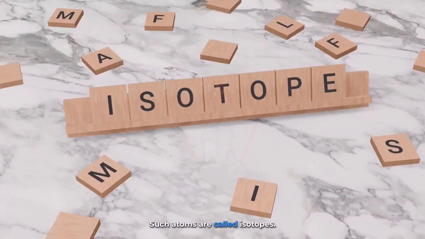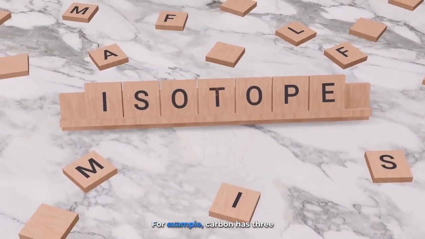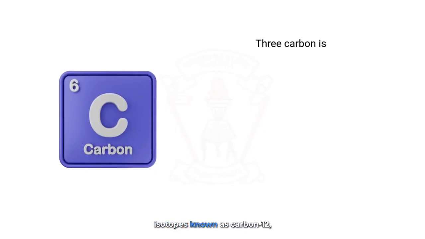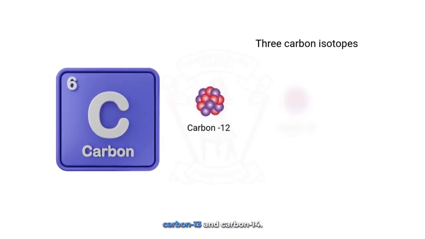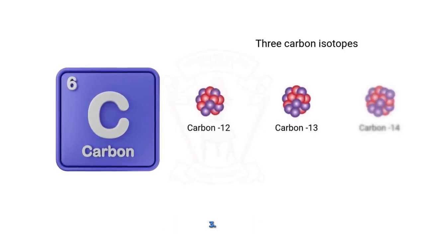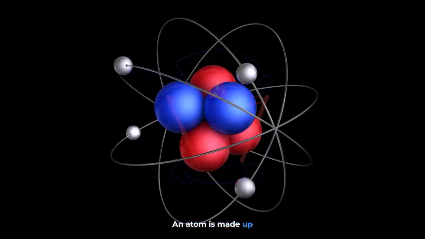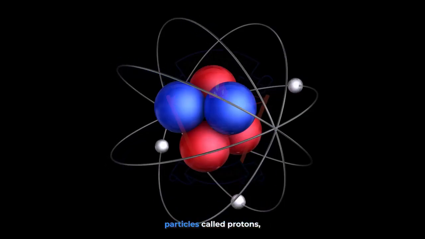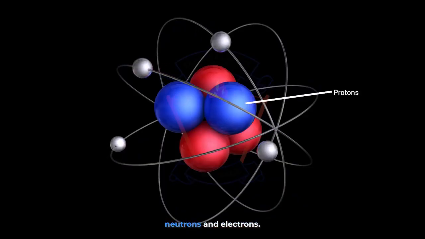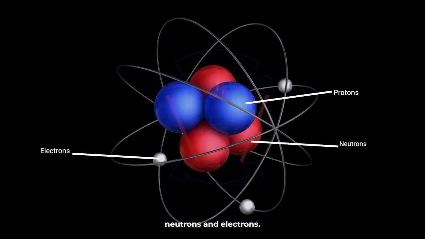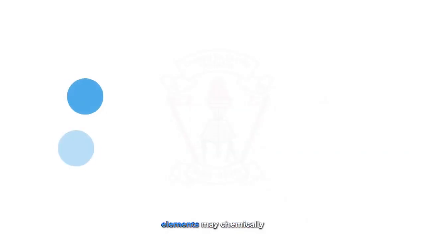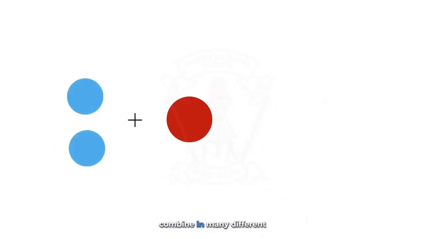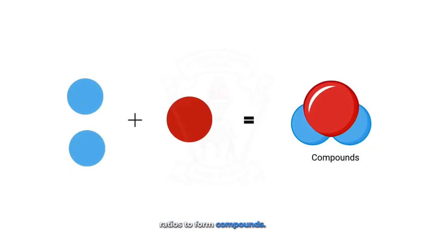Such atoms are called isotopes. For example, carbon has three isotopes known as carbon-12, carbon-13, and carbon-14. 3. An atom is made up of smaller subatomic particles called protons, neutrons, and electrons. 4. Atoms of different elements may chemically combine in many different ratios to form compounds.